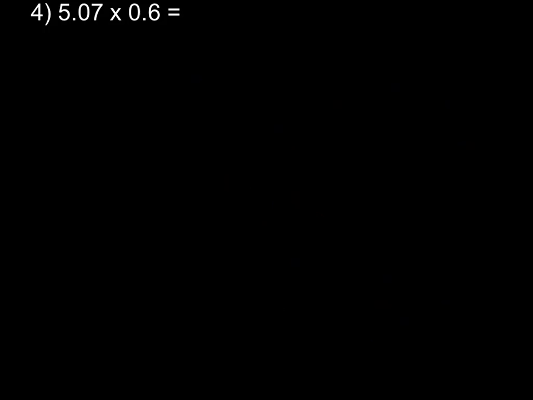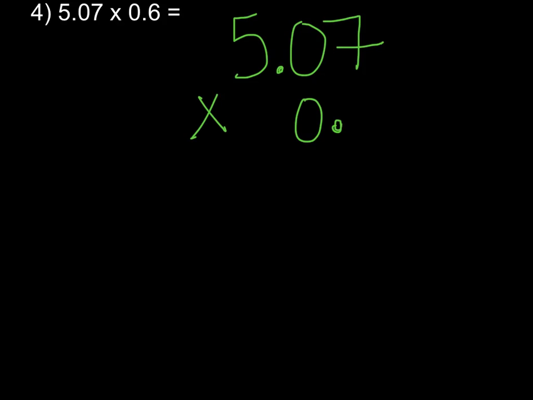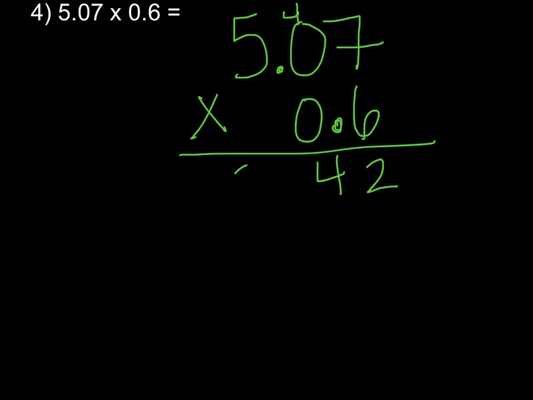Alright, on number 3, we have 5 and 7/100 times 6/10. I'm going to write my problem. 5 and 7/100 times 6/10. Decimals do not need to be lined up. We're going to multiply this as if it's 507 times 6. Now, let's think about this problem. We start with 5 and 7/100 and we're multiplying it by 6/10. So we only want 6/10 of 5 and 7/100.